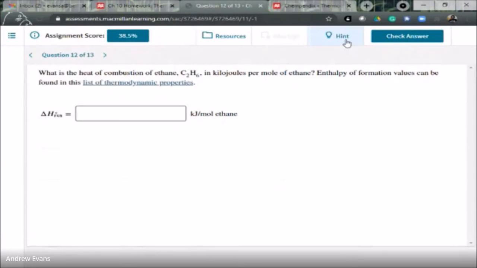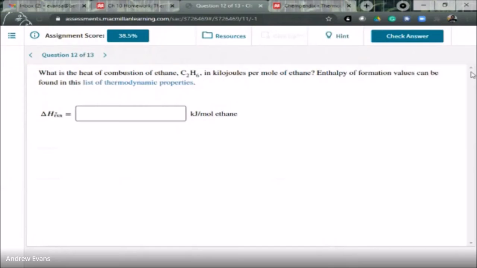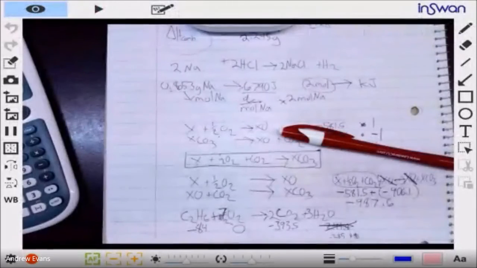Now, if we look at the hint, when writing the combustion, a hydrocarbon reacts with oxygen in gas form. Oh, so they want us to form liquid water. They want gaseous carbon dioxide and liquid water. So that's why I wrote down the other number, -285.8. They want to know the energy per 1 mole of ethane.